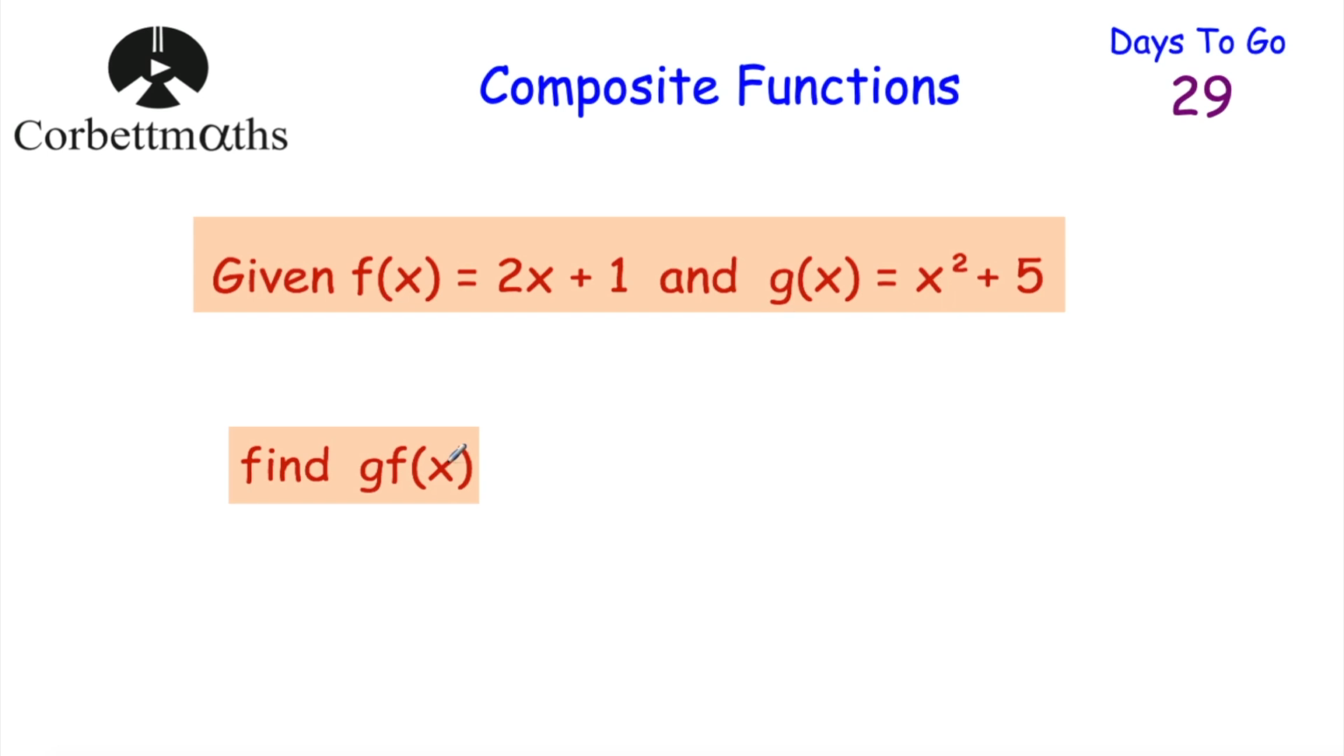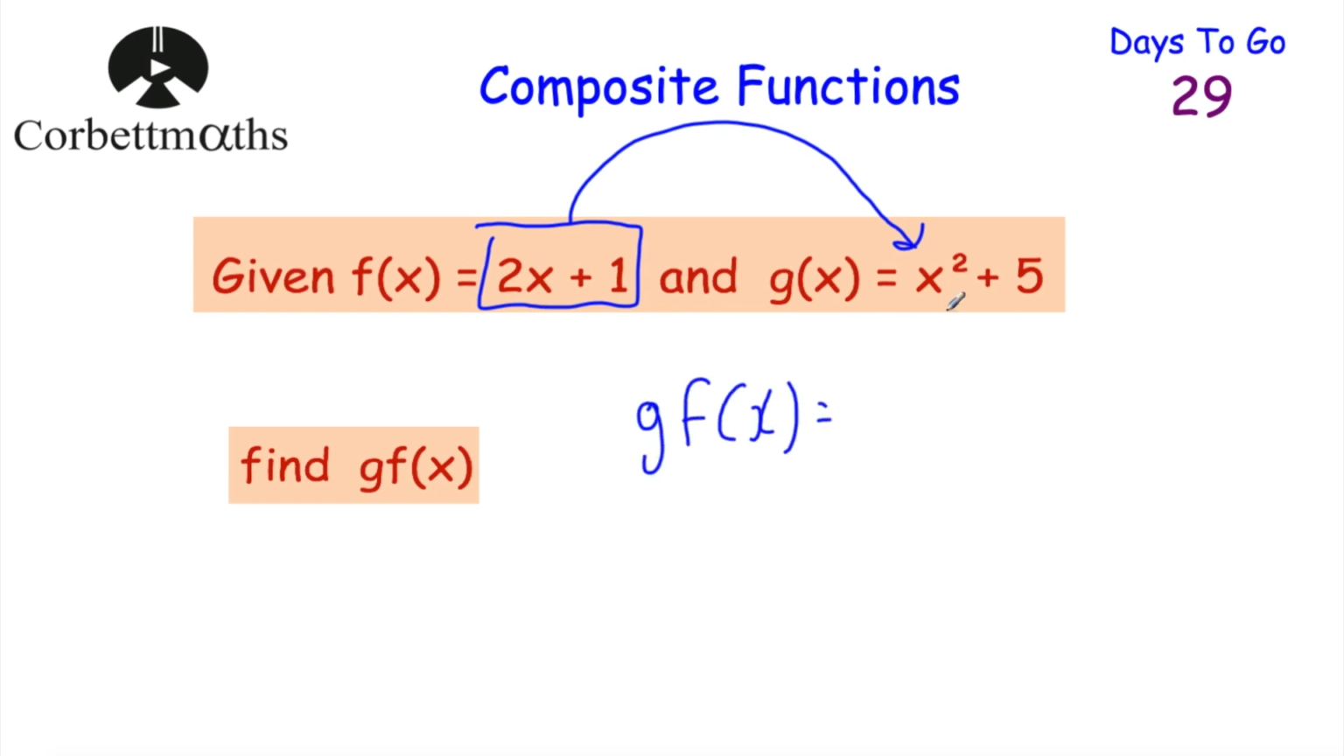Okay, so if we start off with x and we apply function f to it, that would give us 2x plus 1. Then we're going to apply function g, so we're going to replace the x in function g with 2x plus 1. So gf of x would be equal to, instead of x squared plus 5, it's going to be 2x plus 1 squared plus 5. So we replace the x with whatever we're substituting in. If we work this out, let's write the bracket out twice.